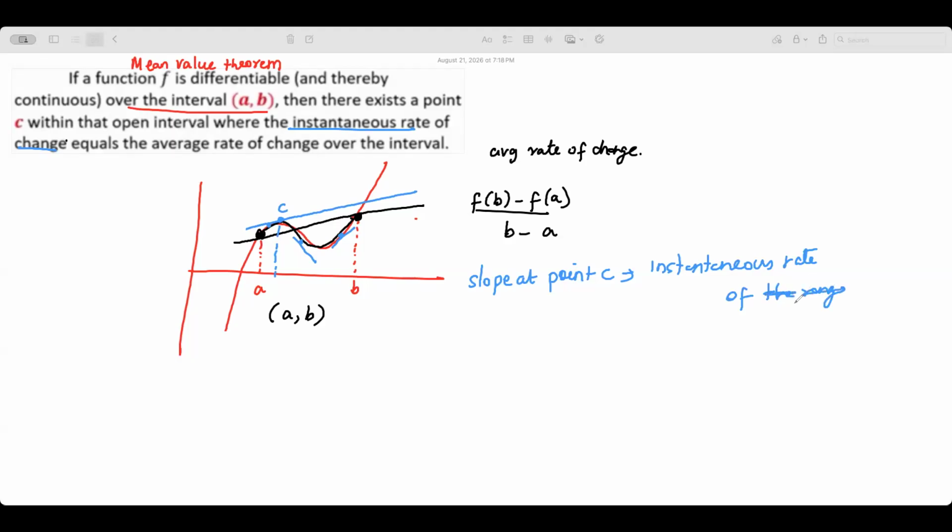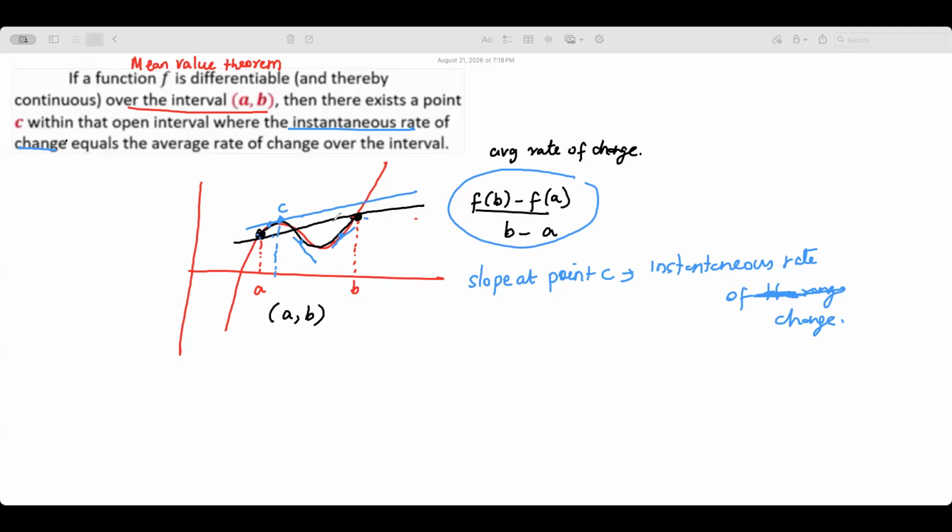Instantaneous rate of change. Okay, so now at point C, if you take the instantaneous rate of change, that is the slope at point C, that is exactly equal to the average rate of change. How? Because both the black and the blue lines are parallel and their slopes are equal. However, the black line is a secant, the blue line is a tangent. So the slope at point C is the instantaneous rate of change. Slope between points A and B is the average rate of change.